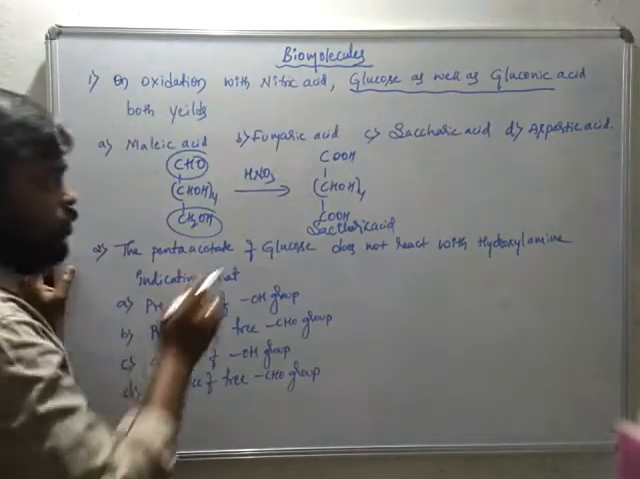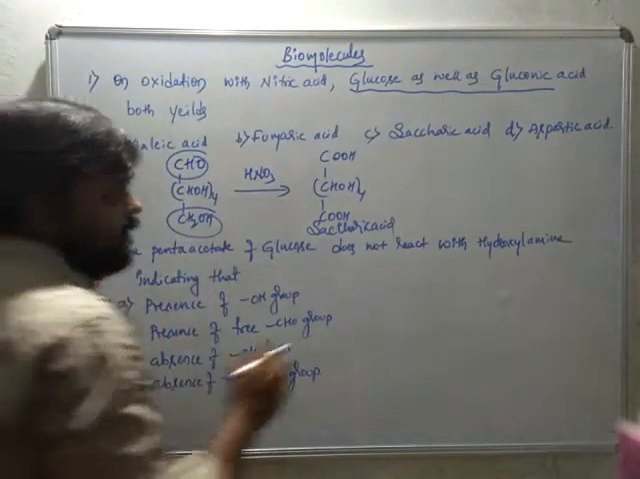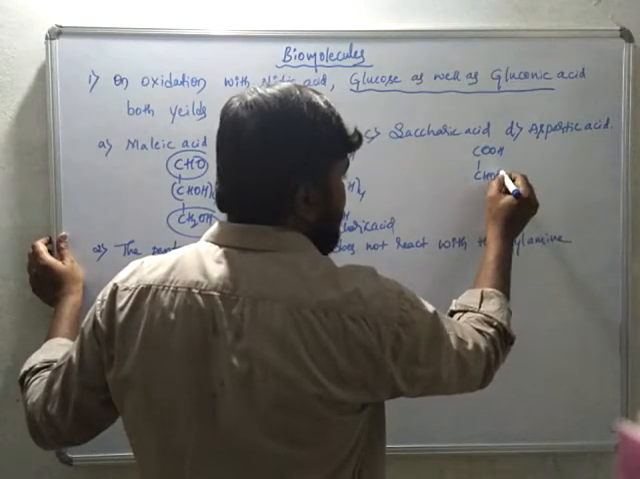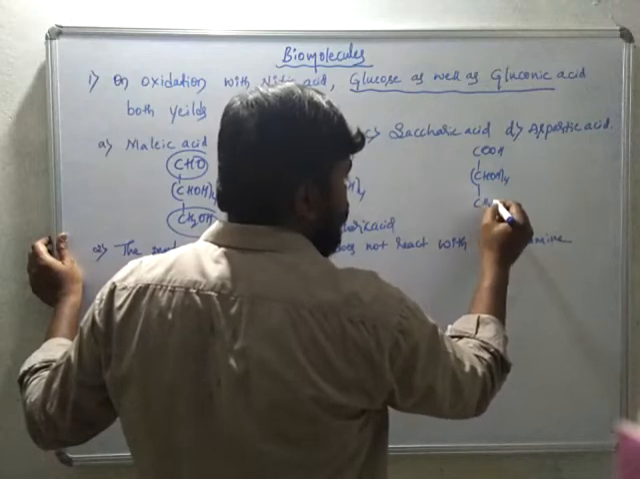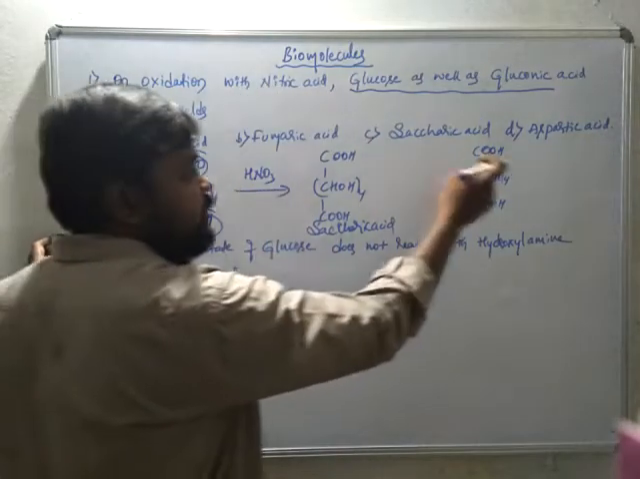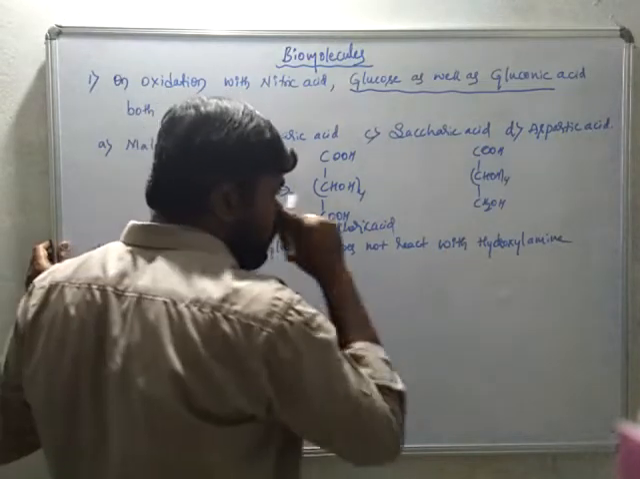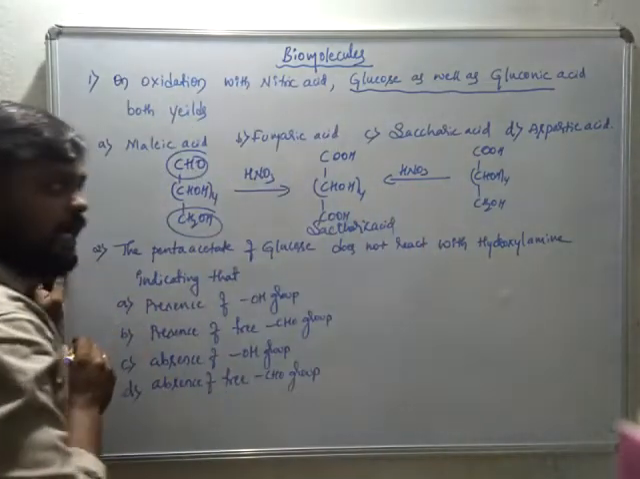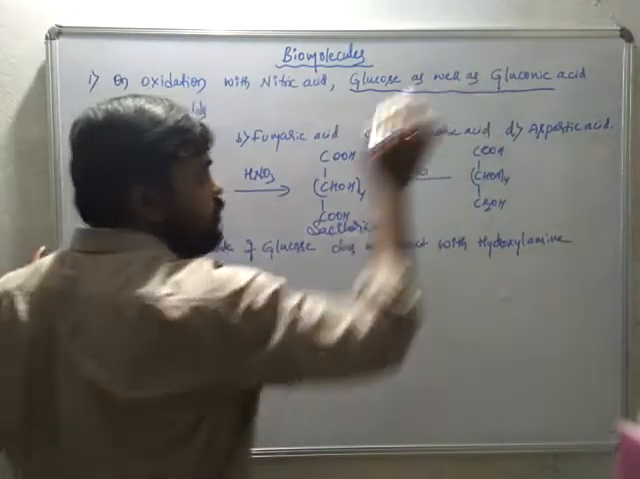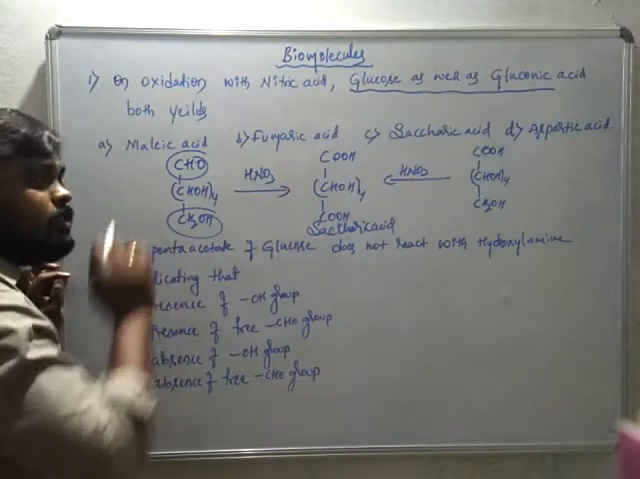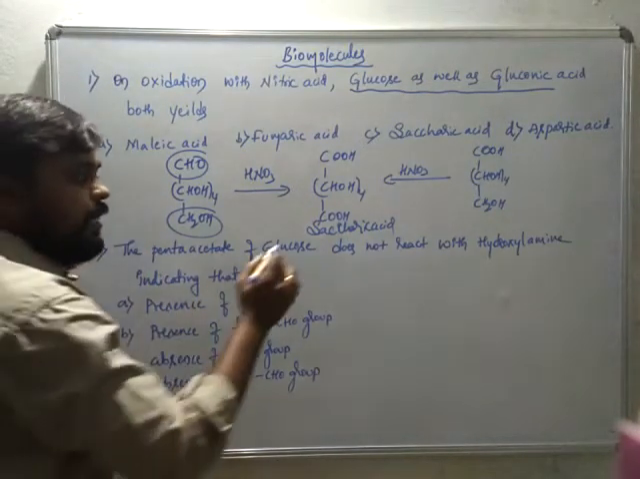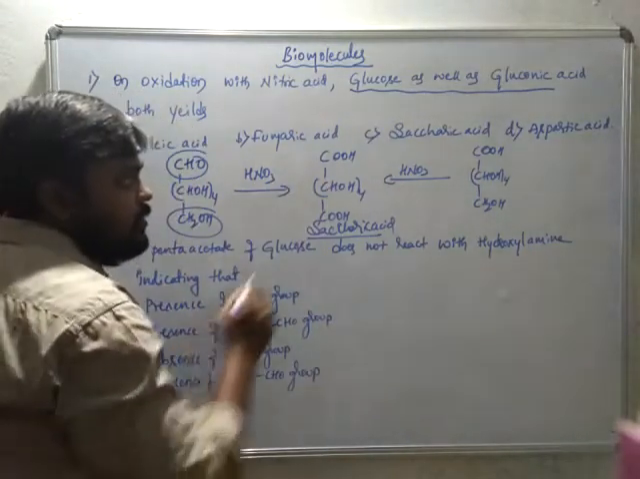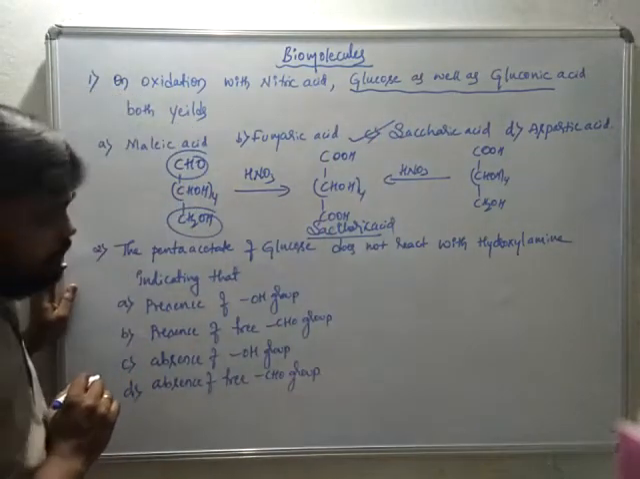Gluconic acid also reacts with nitric acid. The gluconic acid formula is COOH, (CHOH) taken 4 times, CH2OH, where the aldehyde group is oxidized to COOH. This gluconic acid also reacts with nitric acid and gives saccharic acid. That means both glucose as well as gluconic acid react with concentrated nitric acid, and both yield a product called saccharic acid. Hence in the given options, the right answer is option C, saccharic acid.